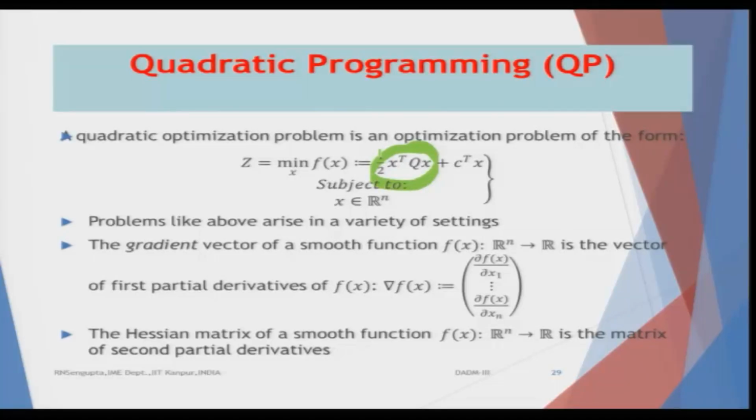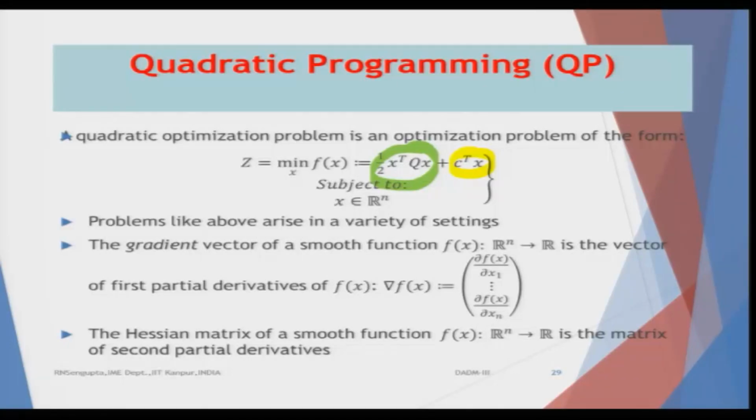Now, a quadratic optimization problem is an optimization problem where there would be two parts. One would be a quadratic part, which is this, and one is the linear part, which is this one. So, you have the quadratic part as half x transpose Q x. Here x transpose is the transpose, remember that. That would be either a column vector or a row vector, depending on how the formulation has been done.